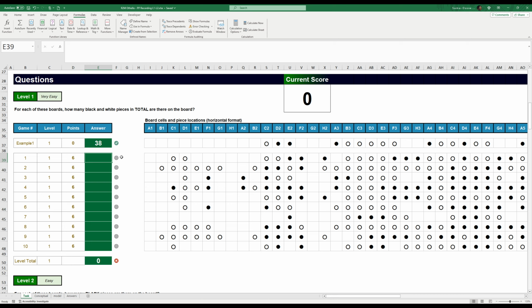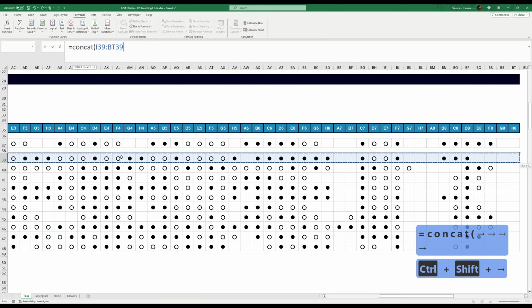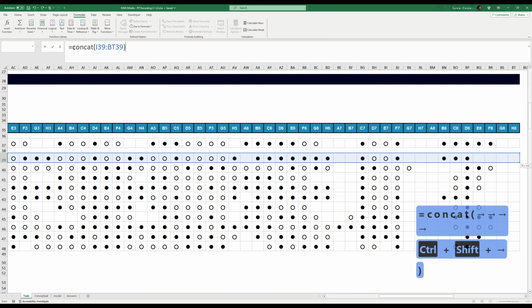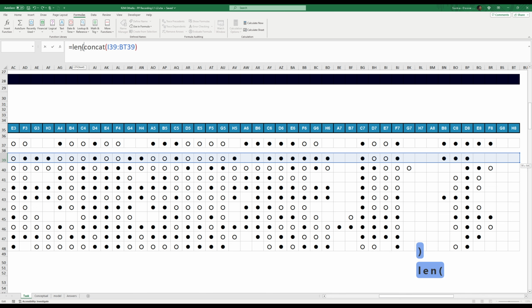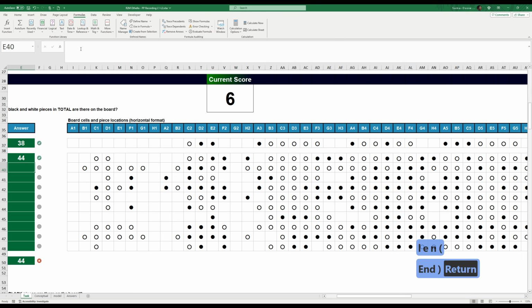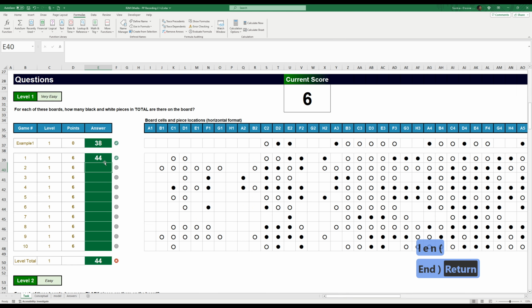The first one, I will use the CONCAT all the cells, the 64 cells, and then I would use the LENGTH. So this is, I will get the answer this way.